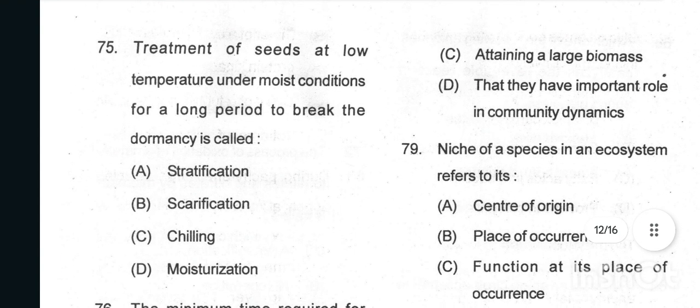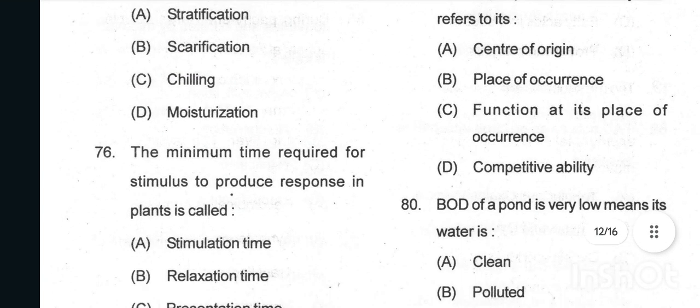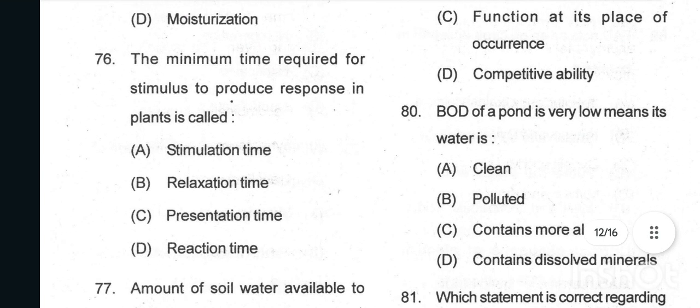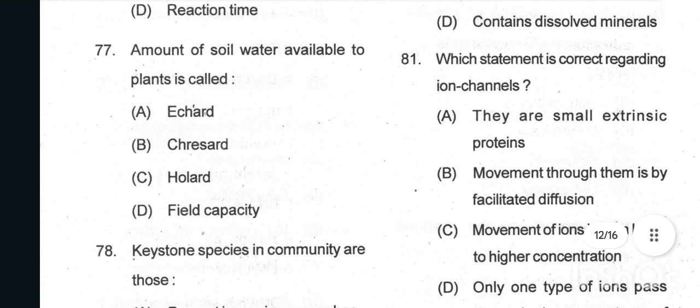Exposure of seeds to low temperature under moist conditions for a long period to break dormancy is called stratification. Minimum time required for a stimulus to produce a response in a plant is called reaction time. Option D is the correct one. Amount of soil water available to plant is called KSAD.